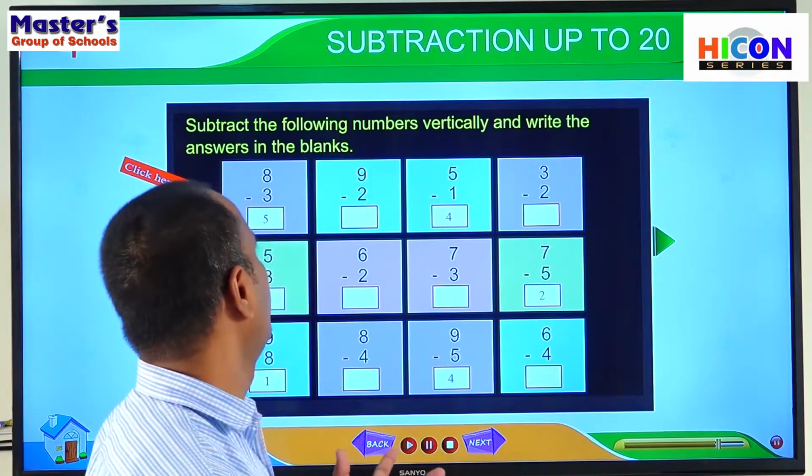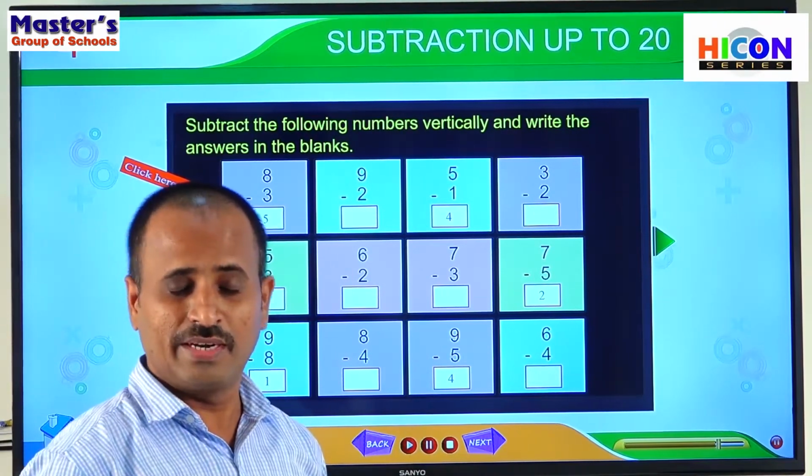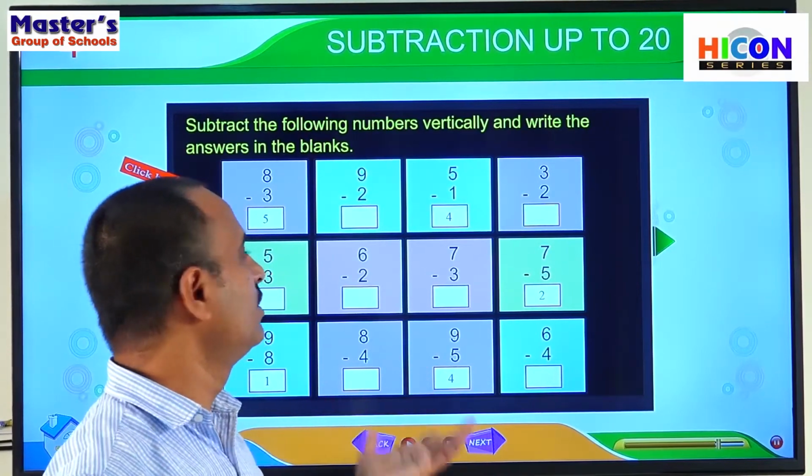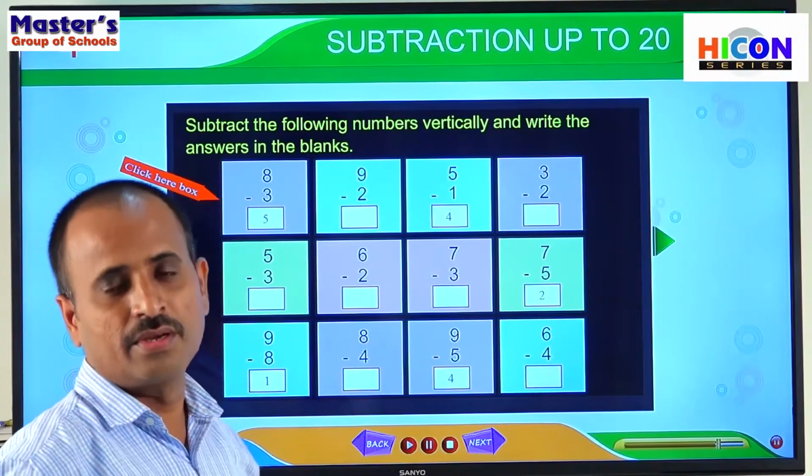So children, in this way we can do the horizontal subtraction. In the same way we can do vertical subtraction. So practice the remaining problems at your home.